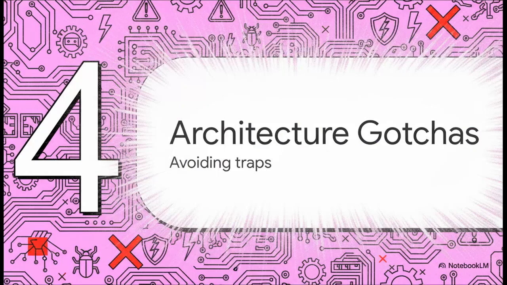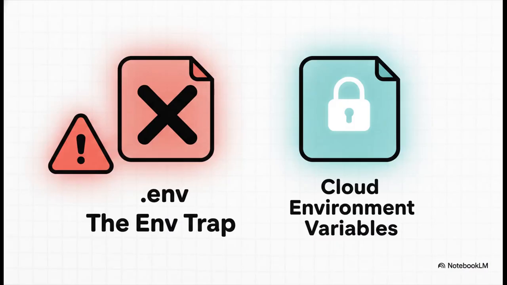How cool is that? Next up, section 4, critical architecture gotchas, avoiding the major engineering traps. Operating background agents introduces completely new ways for things to break. And according to the guides, this is a massive trap to look out for.